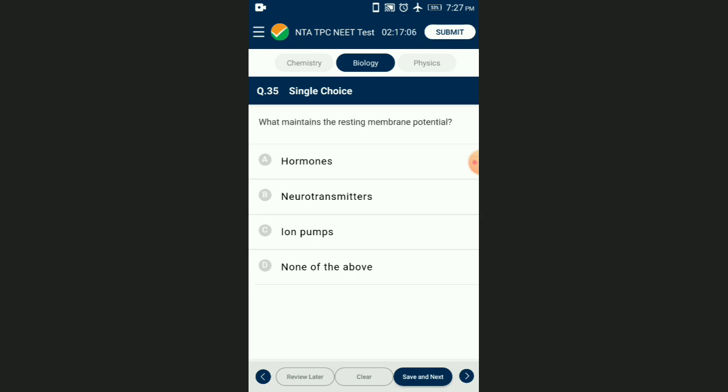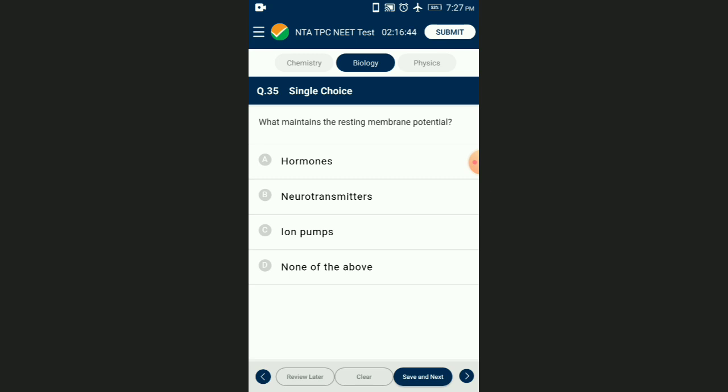Question number 35. What maintains the resting membrane potential? Neurons are called excitable cells because their membrane is in the polarized state due to differential concentration gradient of sodium and potassium ions. Axolemma is selectively permeable in nature.